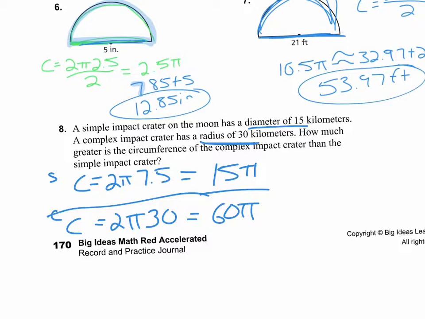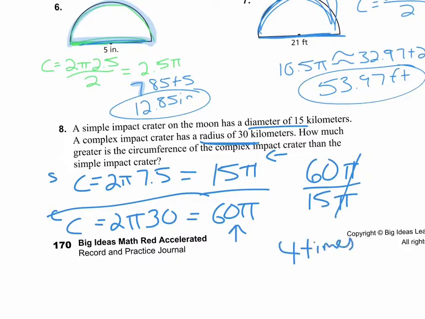And it's asking how much greater is this one to this one. They're both in kilometers. So how many 15 pi's go into 60 pi? So let's go ahead and do 60 pi divided by 15 pi. The pi divided by pi cancel out, so 60 divided by 15 gives you 4. So it's 4 times greater is your answer. Alright, that is 8.1.